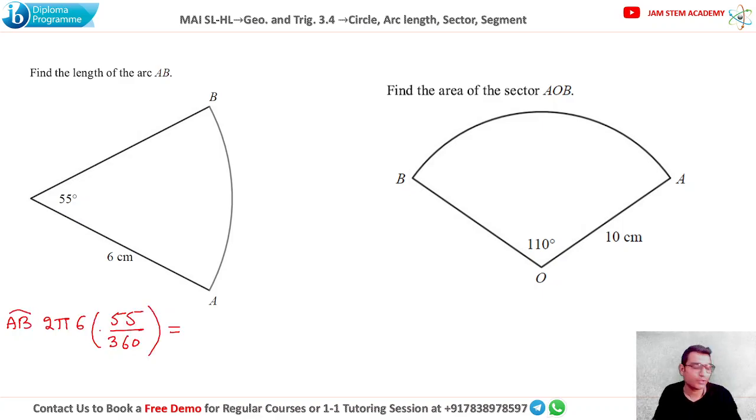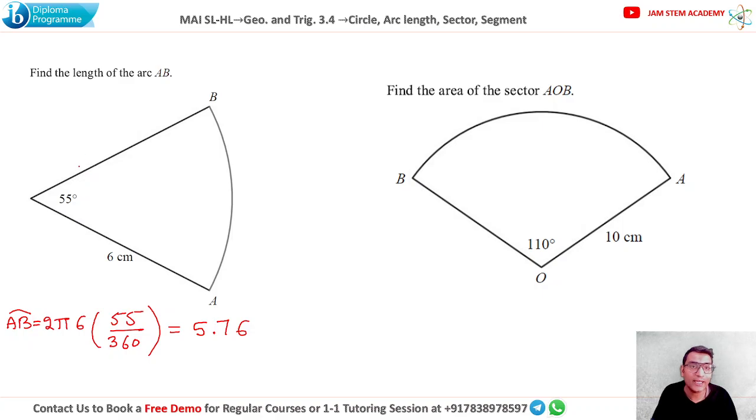Okay, so what is that? Use your GDC. Arc AB comes out as 2 times pi times 6 times 55 by 360. That comes out as 5.759, so I can write 5.76. So this much is the length.